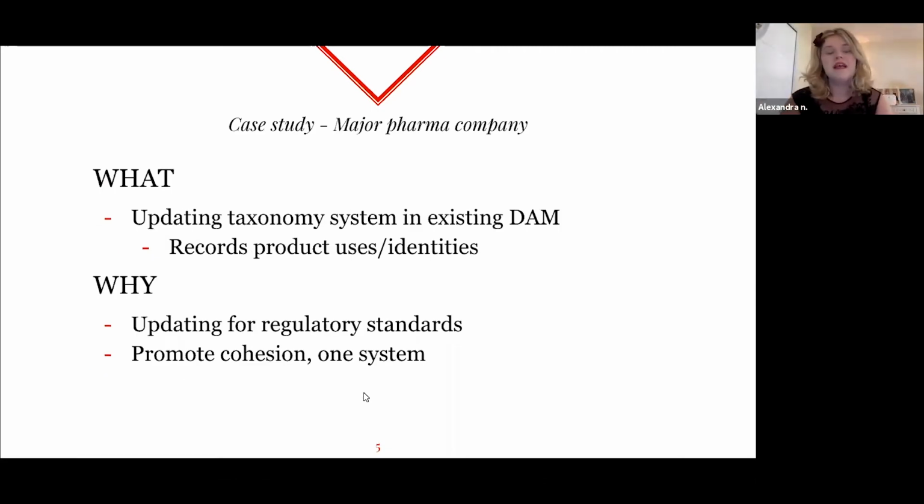So what's our case study? Our case study is a major multinational pharmaceutical company. They're currently updating the taxonomy system in their existing DAM that houses and records information about all of their products, past, future, and present. For instance, this DAM is going to say this type of inhaler is used for this type of asthma, and it's legal in this country, etc. They're doing this to comply with regulatory standards and promote cohesion among their entire office group. So this whole system will be implemented internationally.